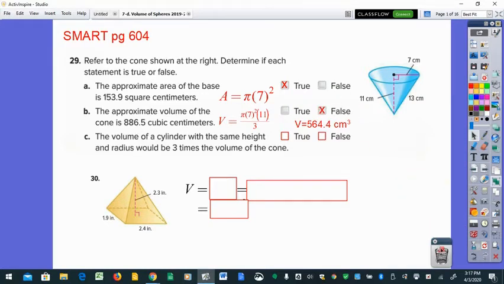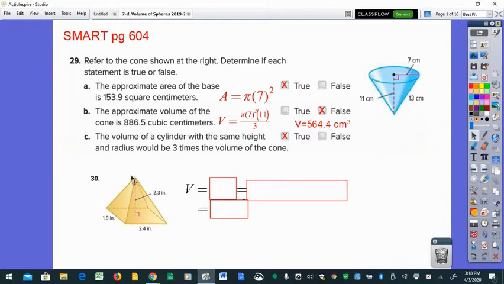and since we were looking for 886, that particular part would be false. Finally, on the volume of a cylinder with the same height and the same radius, would it be 3 times the volume of the cone? And that answer is always true. And you'll remember we saw the demonstration with the woman pouring the water of 3 cones into the cylinder.